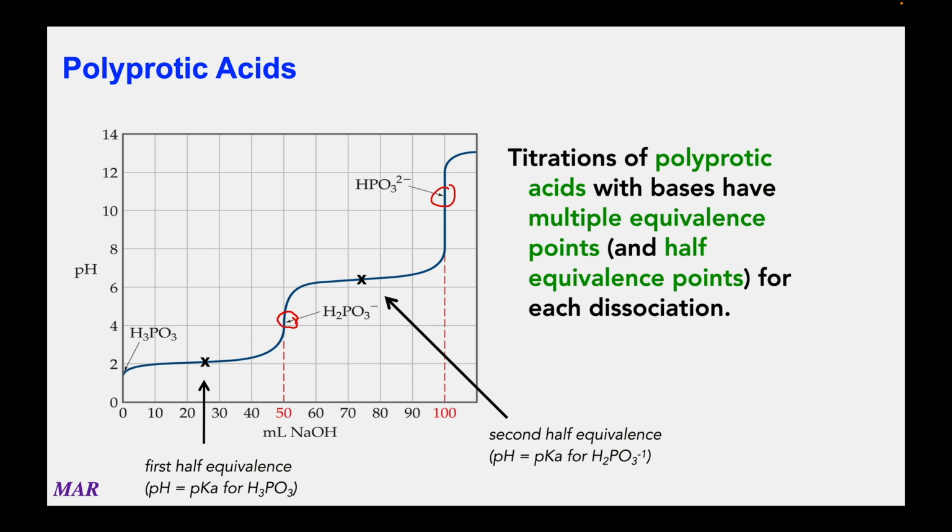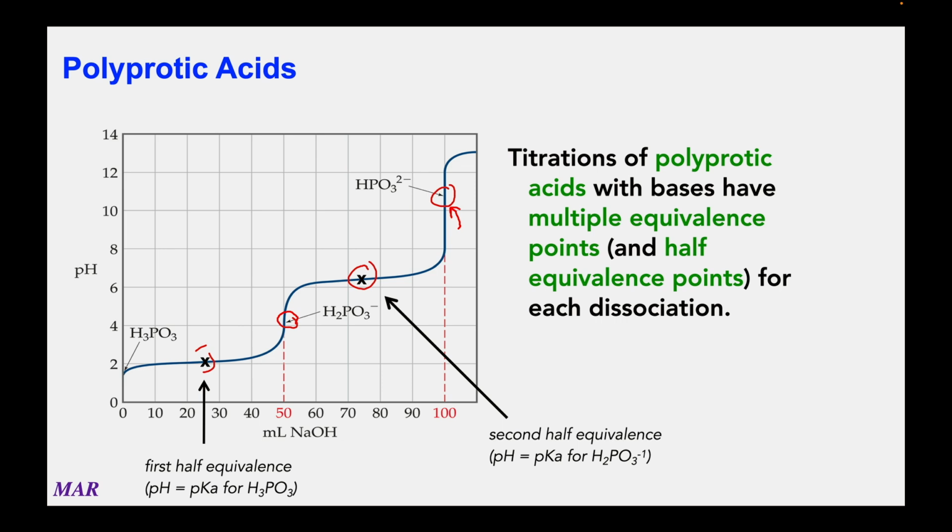And if you want to find pKa1, if you will, you can go back half the volume to that little X right there. That pH is going to equal your pKa1. However, because we have a second equivalence point, you can see it's right there, you can also find the second half equivalence. And that's going to be halfway between the two equivalence points at that little X right there. And there, that's where pH and pKa2 will be the same.